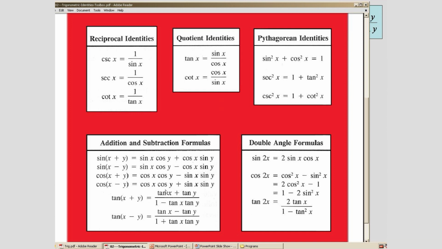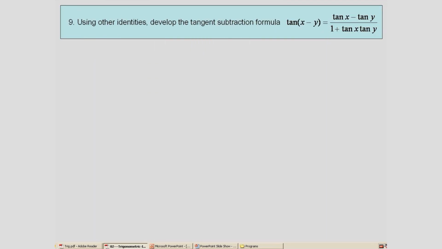My recommendation would be to use the tan addition formula because it's so close to the tan subtraction formula, and it's really easy to get from a tan addition into a tan subtraction. Okay, you could go back and use sine and cos addition and subtraction formulas if you want, but you don't need to because the question didn't say go back to that. So what we're going to do is make use of the tan addition formula to help us develop this formula. All right, here it goes.